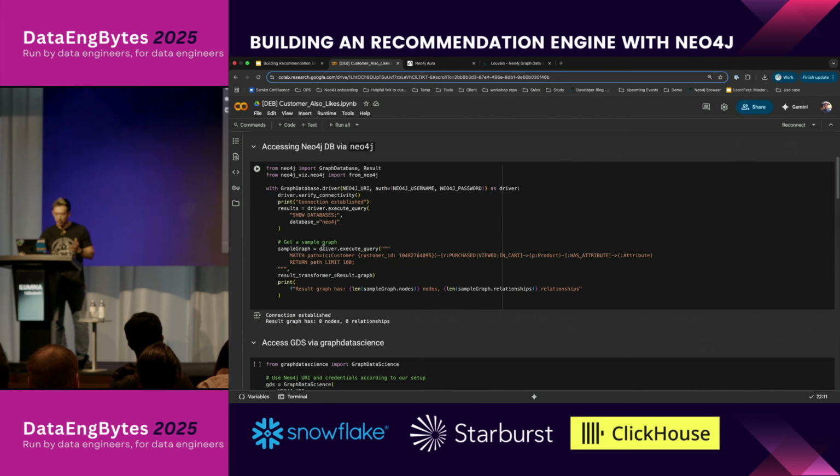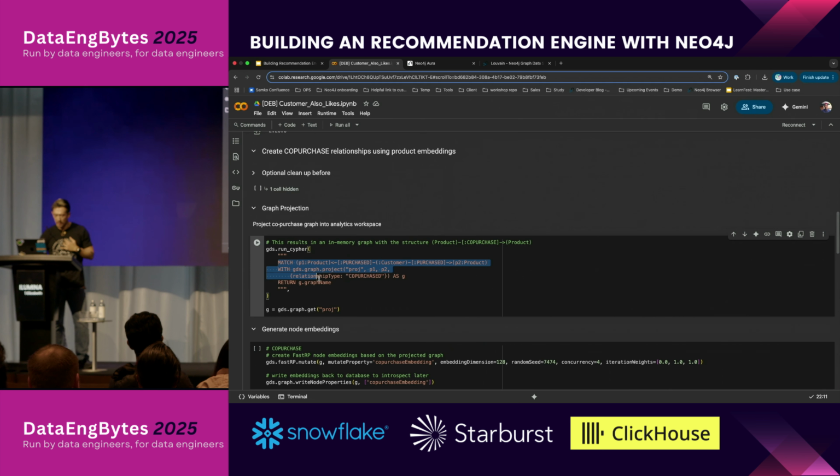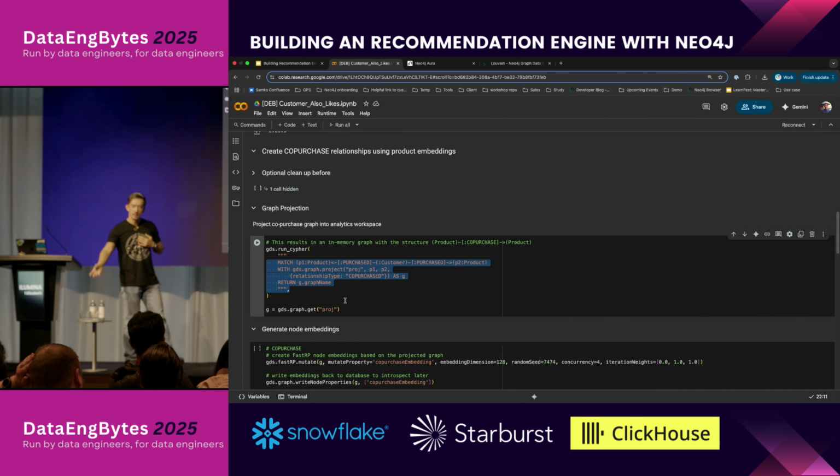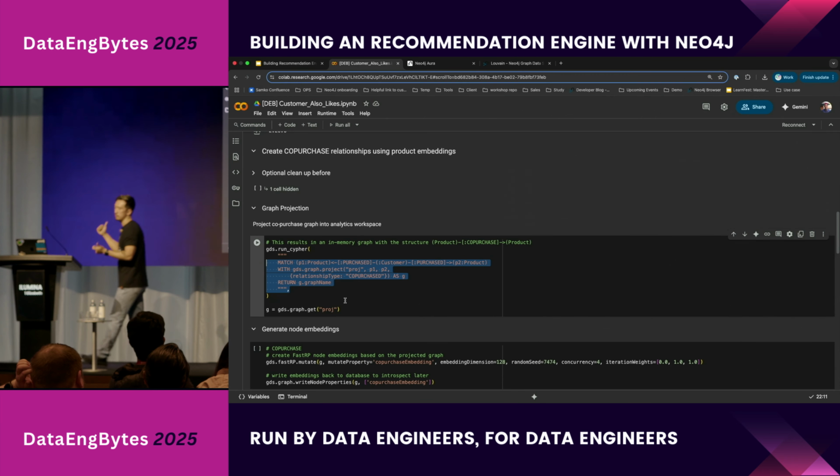We're setting up, and you don't have to worry about that. It's just setting up the connection to the database. Then, in order to run the graph data science algorithm, you need to project part of your graph into memory. We call it graph projection, so I'm making a graph projection.